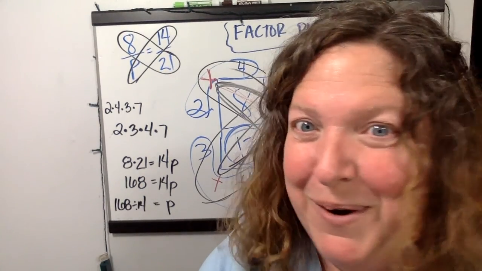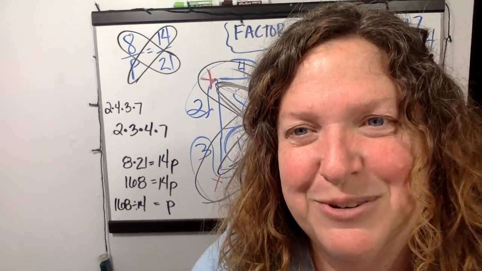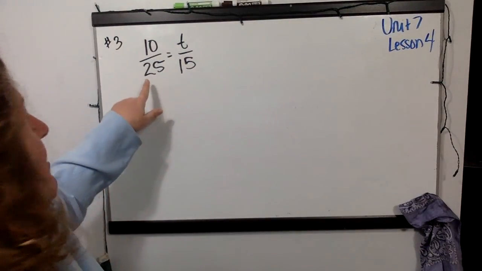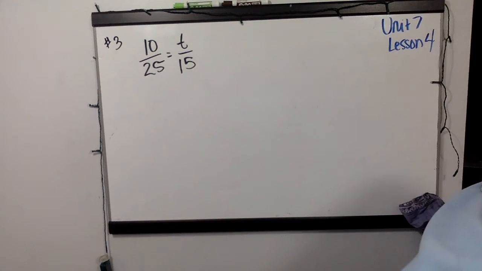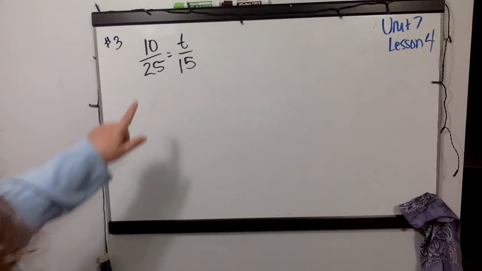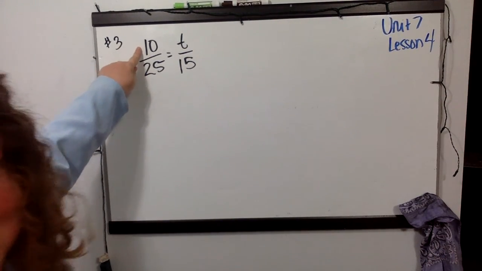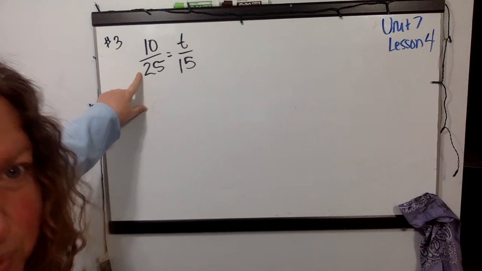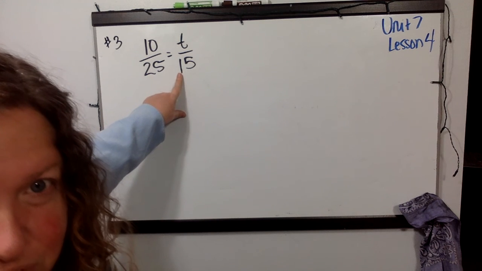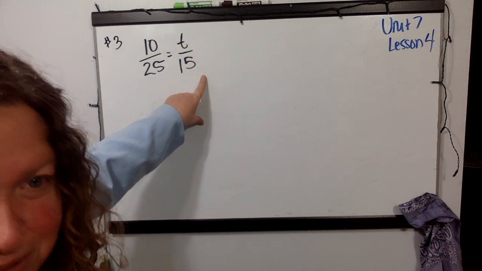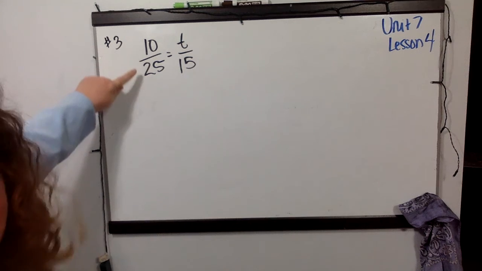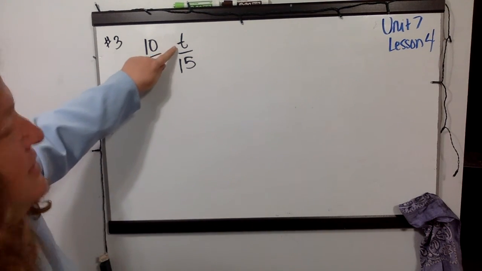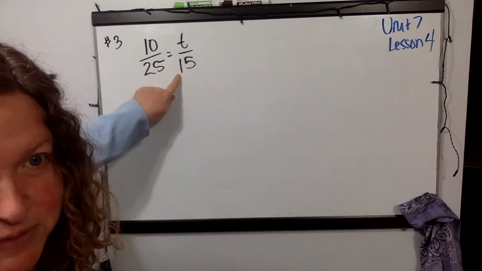Now, if you're like, whoa, that was super confusing, not to worry. We'll try a couple more together. Okay, let's take a look at number 3 on page 345. Now, we've got it set up as a proportion. 10 to 25 is equal to t to 15. So it's like a ratio, 10 to 25, and that ratio is equivalent to some mystery number to 15.